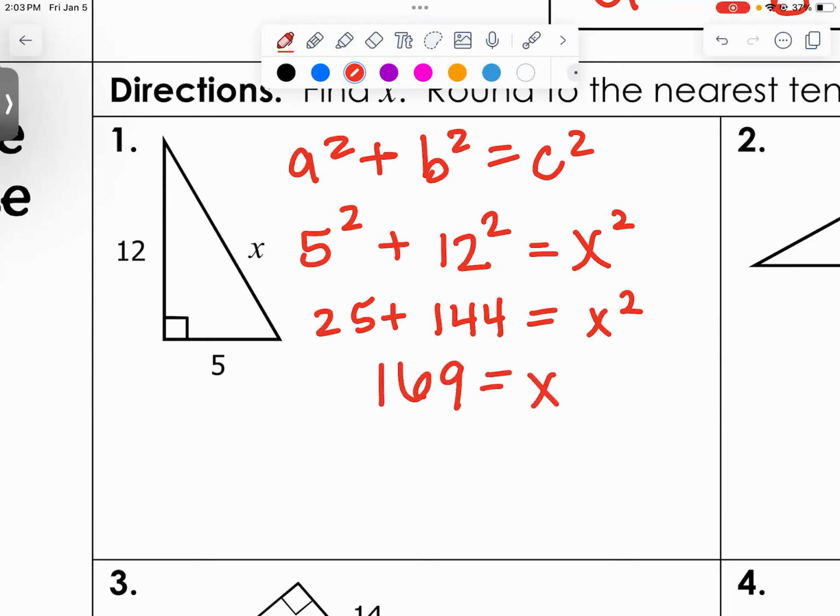169. Okay, so Brooks is saying we need to do what to both sides? Divide them by 2. I know. Okay. How do we undo a square? Unsquare it. Aha. Square root.